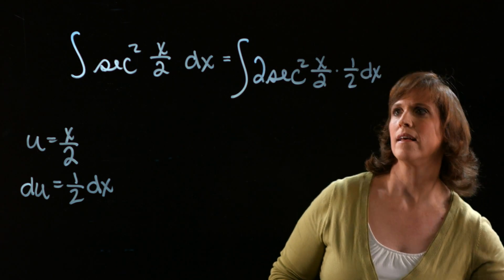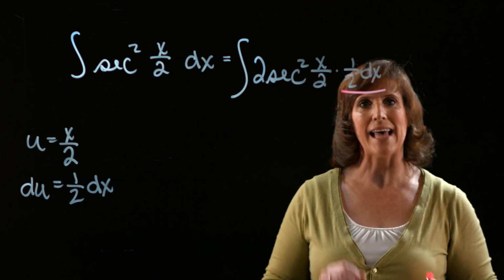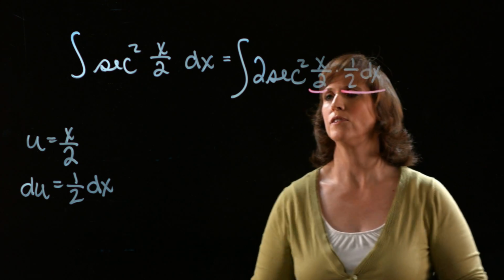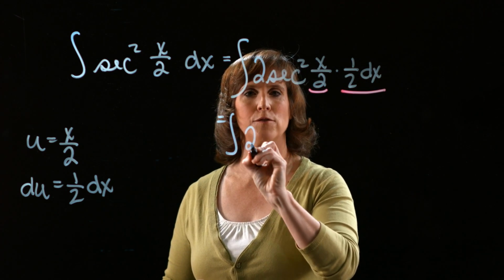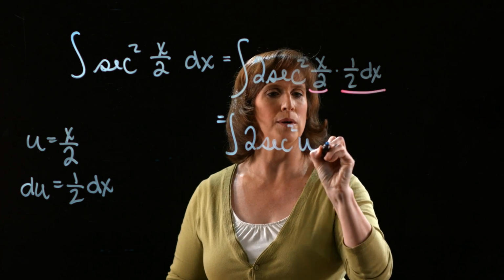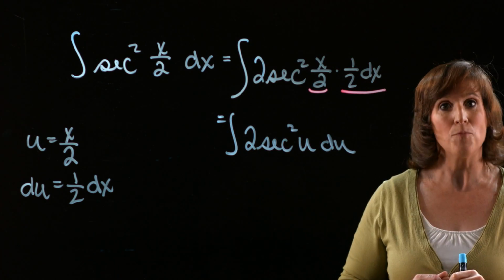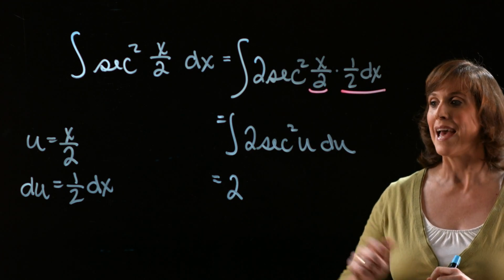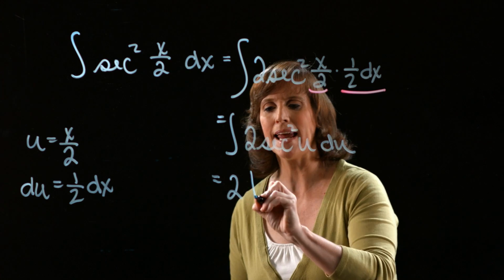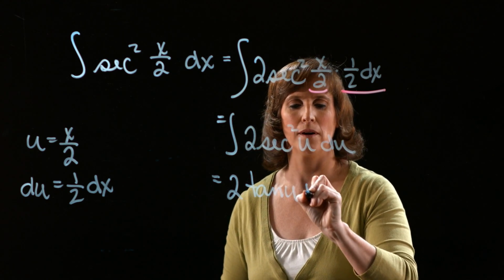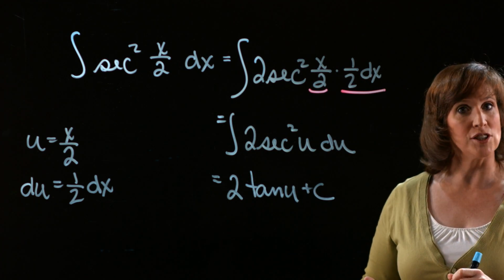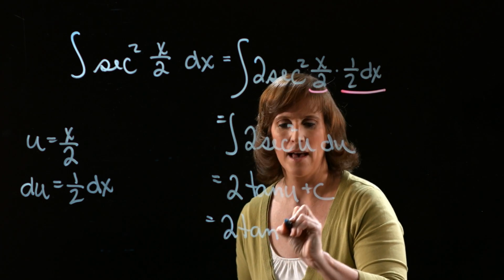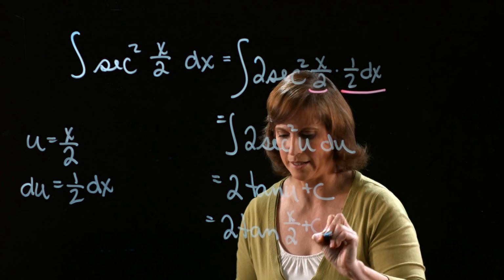Now I notice that my du is exactly where I want it, and I can take secant squared of u times du. So what do I have? The integral of 2 secant squared u du. Now I have a basic rule for this. First of all, the 2 is a constant multiple that we'll pull out, and the integral of secant squared is tangent. So I have the tangent of u plus my constant. Integration's over, so I can go ahead and get the x's back. So I have 2 tangent of x divided by 2 plus my constant.